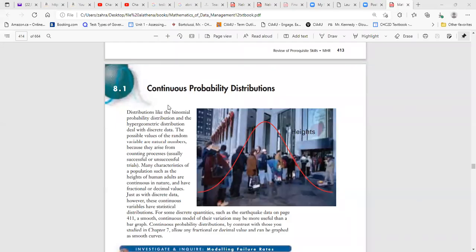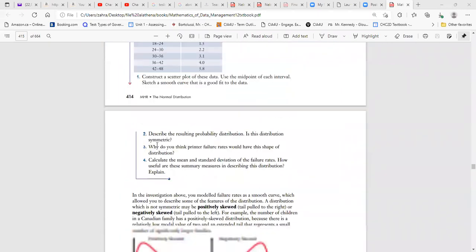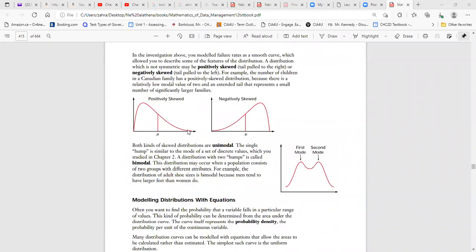Continuous probability distributions. Okay, so look at this. On the y-axis we have probability, and the x-axis is going to be time. The probability distribution here has its maximum point here. The peak is to the left, and that's why we call this skewed to the right.